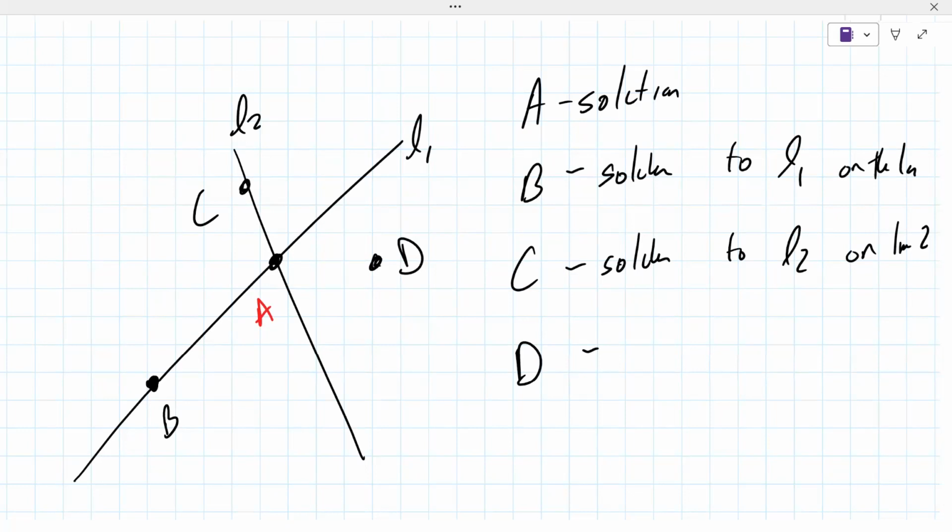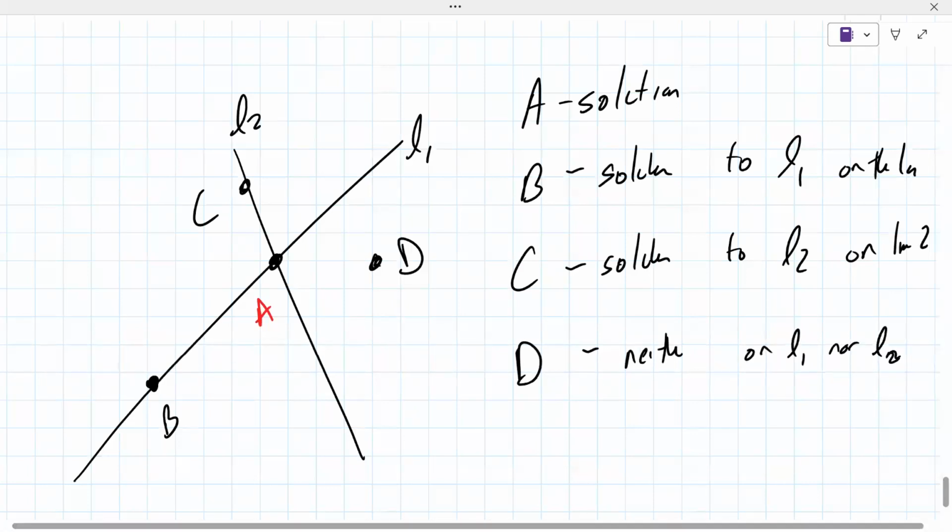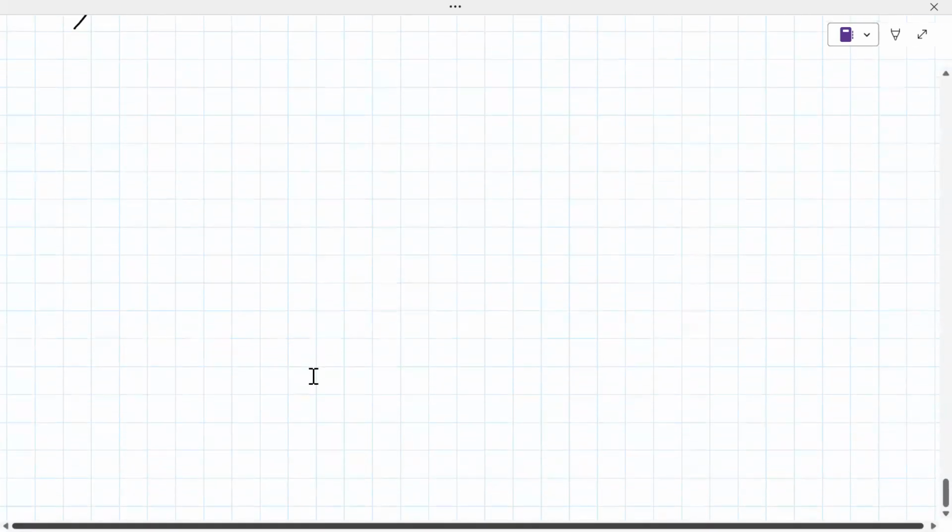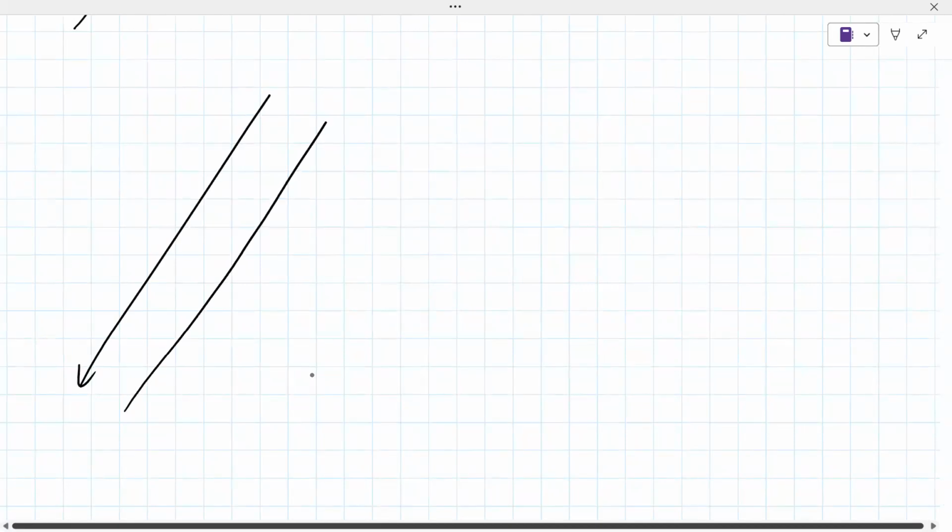Not a solution to either. Yeah, it's neither on L1 or L2, which could be problematic. I mean, possibly. So next thing here to think about is we have how many solutions to this when there are parallel lines?